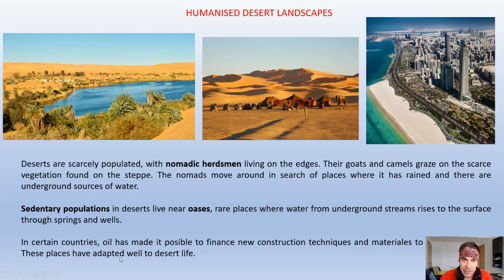And in certain countries, mostly in the Middle East, in the Arab Peninsula, oil has made it possible, with two S's, to finance new construction techniques and materials, with no E, another mistake, to improve comfort, and these places have adapted well to desert life. These countries, since they have a lot of money, can afford to build this type of cities. This is, for example, Abu Dhabi in the United Arab Emirates, in the Arab Peninsula.